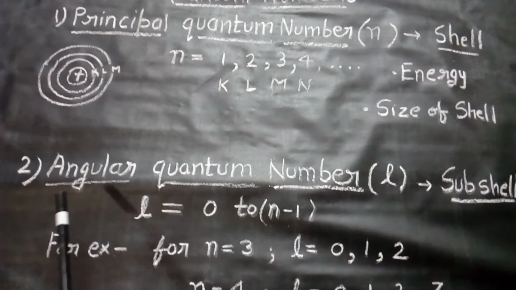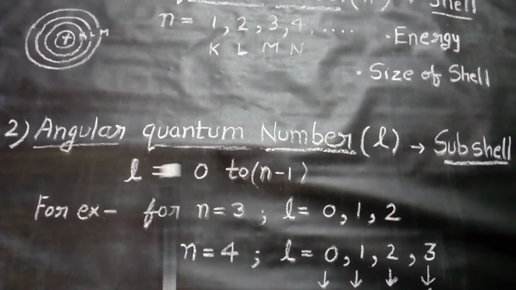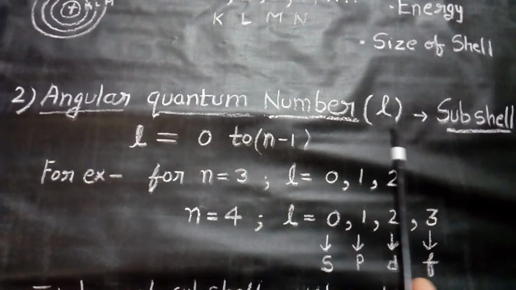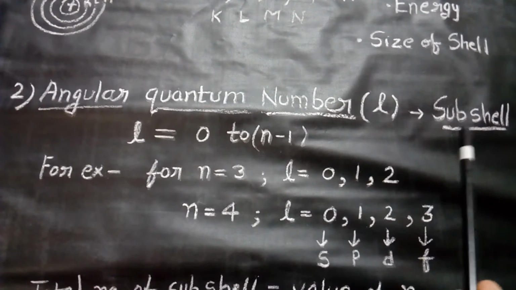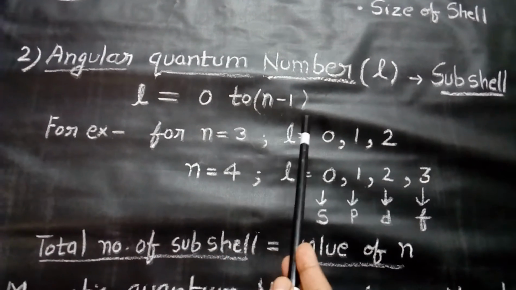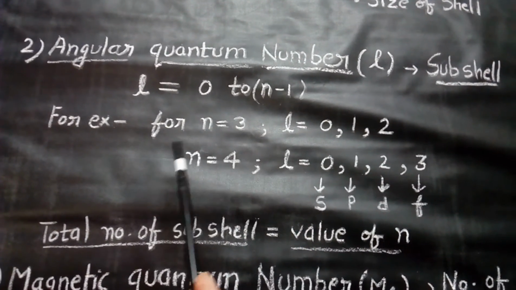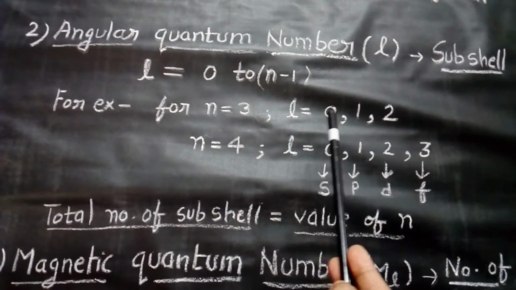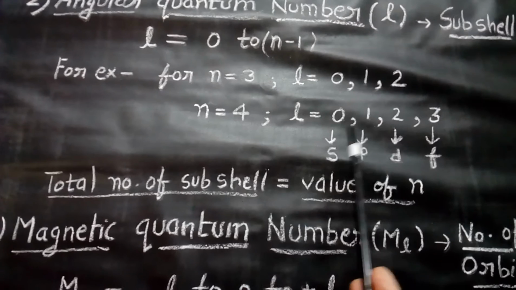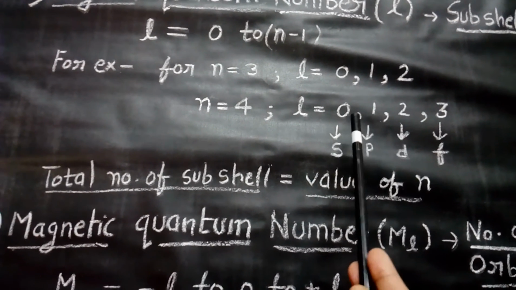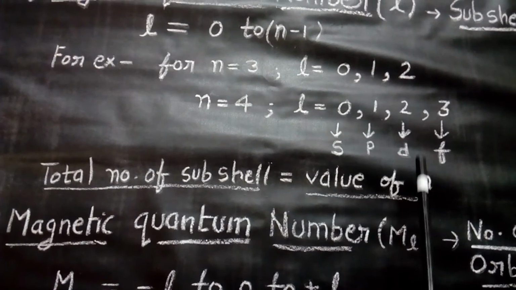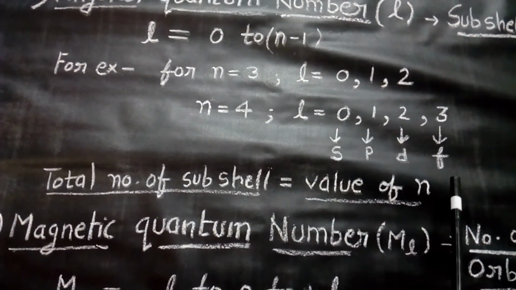Now we come to the second quantum number, that is the angular quantum number or azimuthal quantum number. It is denoted by l and it gives the subshells present in a shell. l may have values from 0 to n minus 1. For example, for n equal to 3, l will be 0, 1, 2. For n equal to 4, l will be 0, 1, 2 and 3. Now 0 denotes s subshell, 1 denotes p subshell, 2 denotes d subshell and 3 denotes f subshell.